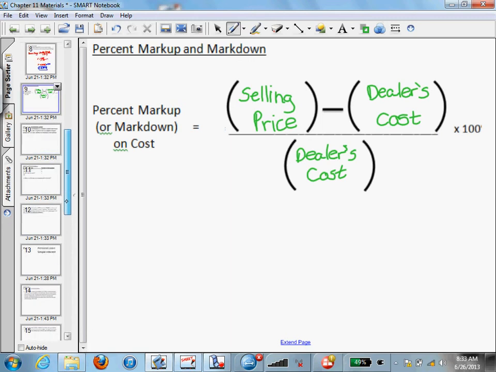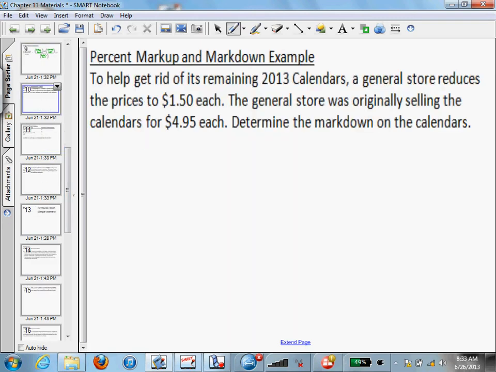So if we want to take this application next, what we just learned, we have an example. To help get rid of remaining 2013 calendars, a general store reduces the prices to $1.50 each. The general store was originally selling the calendars for $4.95 each. Determine the markdown on the calendars. Okay, so is this going to be a percentage markdown or markup? If you read, they're actually marking down, so it's going to be a percent markdown.